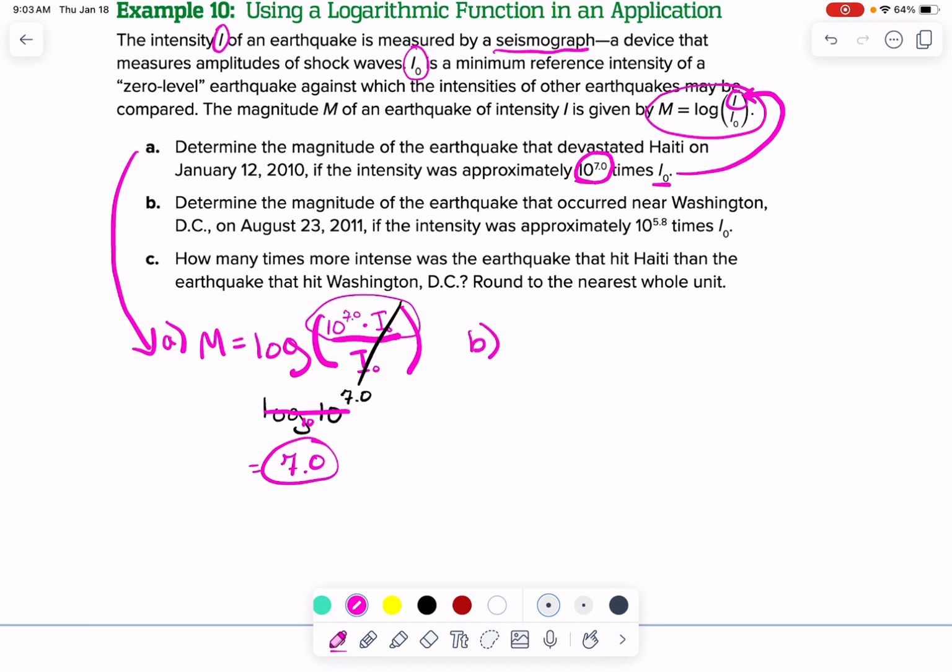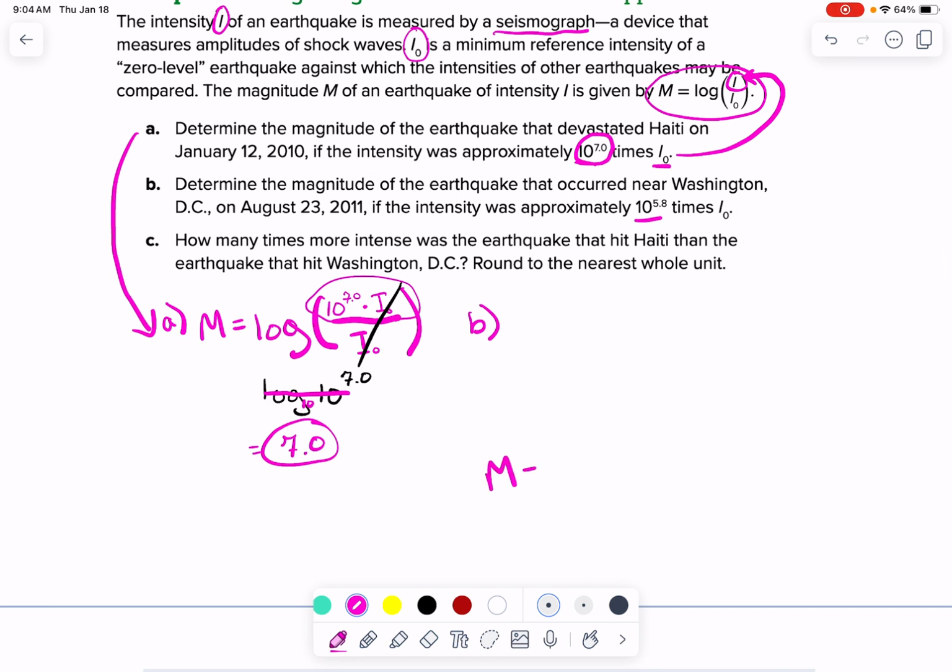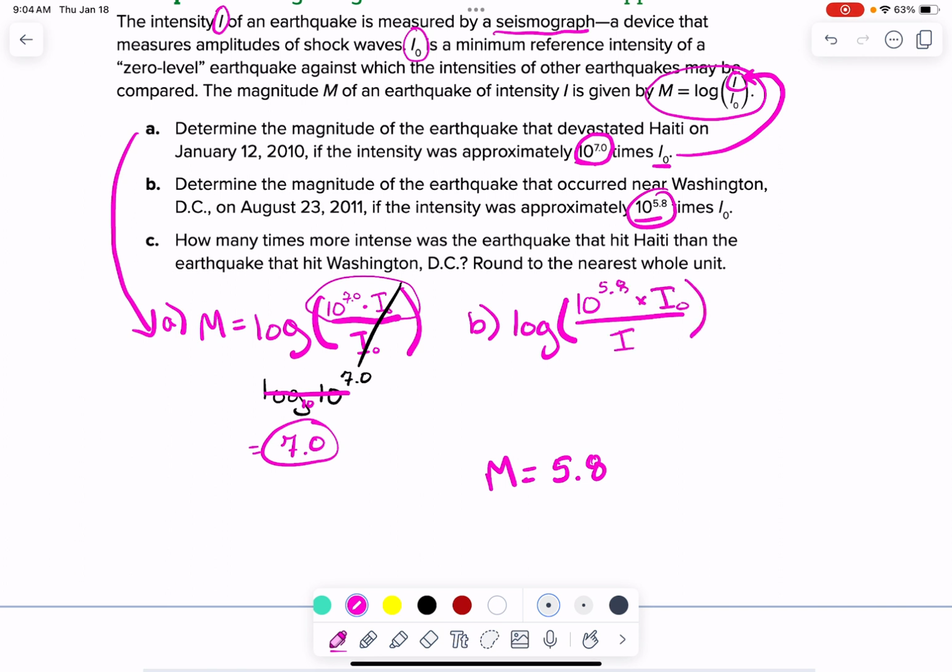Okay, B, if you want to take a guess, the intensity was 10 to the 5.8 times what the initial is. So I'm going to guess that the magnitude is 5.8, but here's why. Log of, if my intensity is 10 to the 5.8 times what the initial is, divided by the initial, I can cancel those out. Log of 10 to the 5.8 power, those can cancel out, and so I just get a magnitude of 5.8, okay?